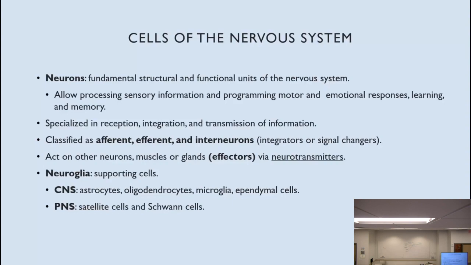And then we have the supporting cells, the glia, neuroglial cells. In the central nervous system, we have the astrocytes, oligodendrocytes, microglia, and the ependymal cells. Astrocytes are supporting cells that work helping the neurons in the metabolism of neurotransmitters and also cleaning the area around the neurons, removing waste products. Oligodendrocytes make myelin. These cells have extensions, and they grab axons of different neurons and wrap them with myelin.